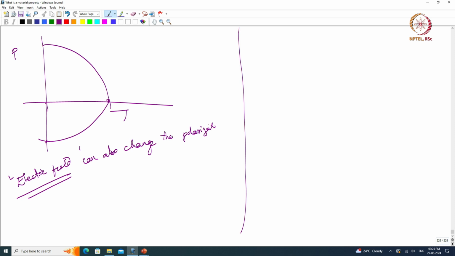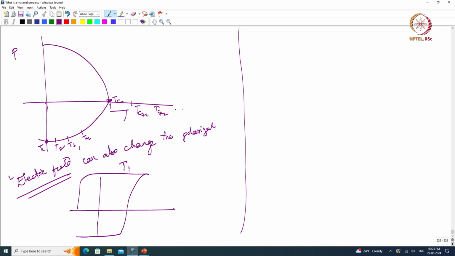So, how is the electric field changing the polarization? Let me fix the temperature at T1. Here we have T1, T2, T3, T4 and so on, and this is Tc, and this is Tc plus 1, Tc plus 2 and so on. Initially it is a bistable system, so the system can exist in either polarization down or polarization up. So I have this hysteresis loop, where this is polarization and this is electric field at a given temperature.